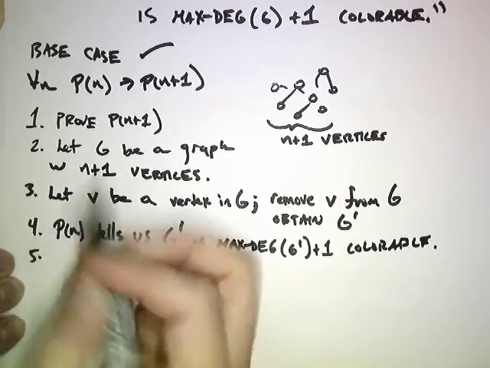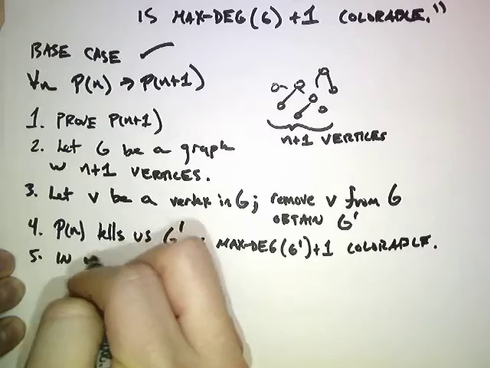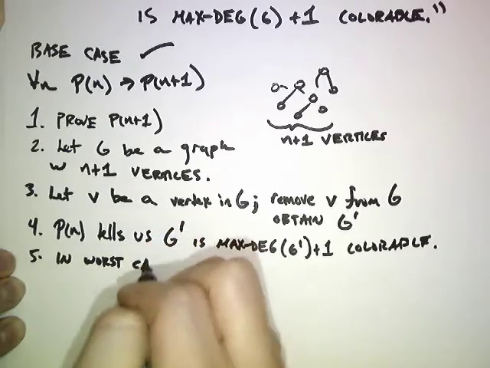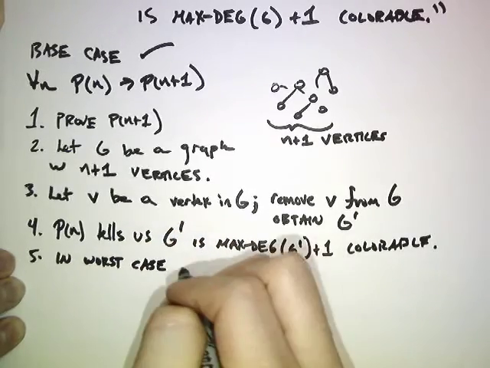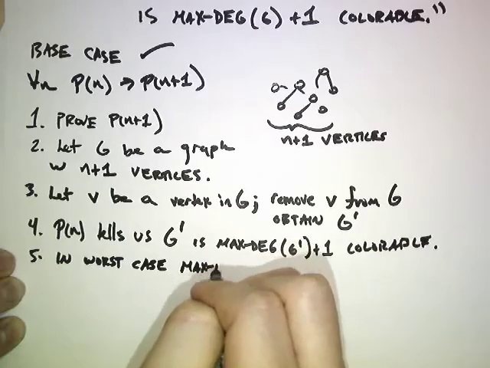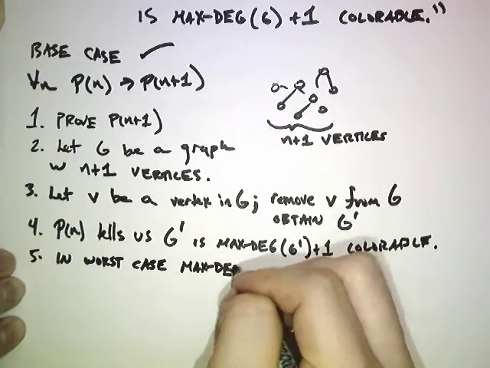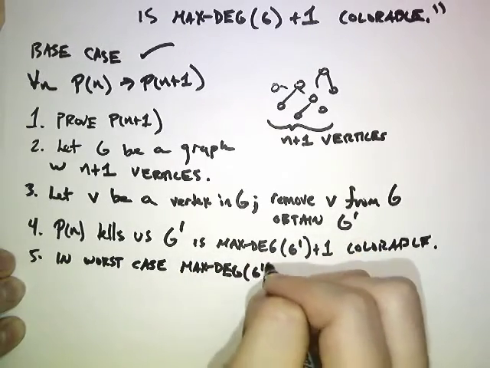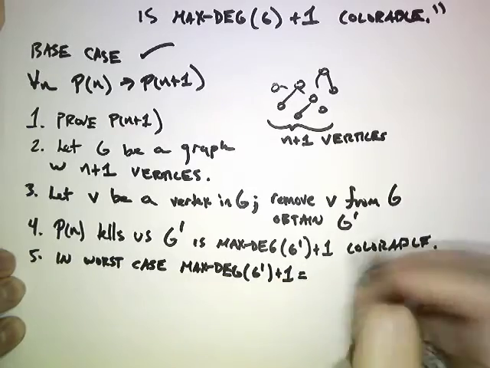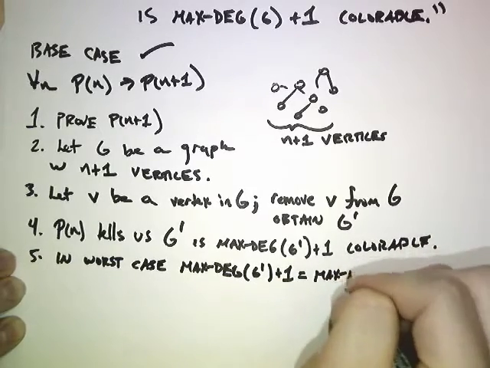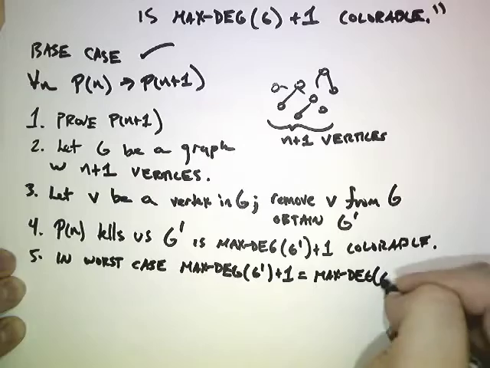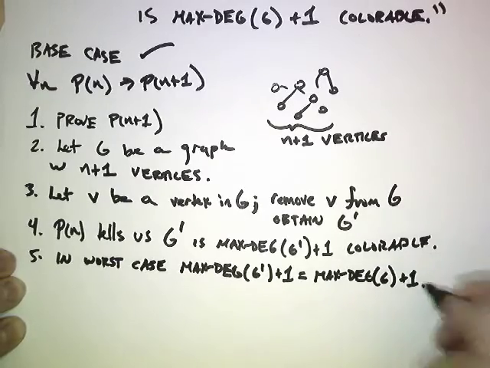Okay. In the worst case, max degree of G prime plus 1 equals max degree of G plus 1.